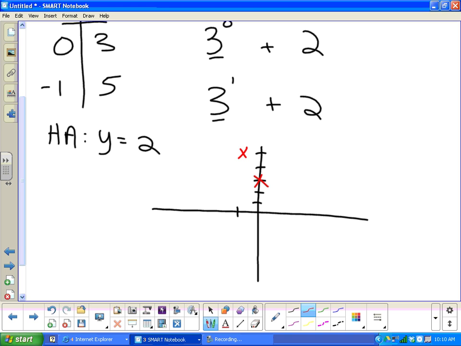Now, let's graph the asymptote here, y equals 2. The y is 2, so that's our horizontal asymptote. So a dotted horizontal line. And then all we've got to do now is just draw our curve through those 2 points and chase the asymptote. Looks something like that.